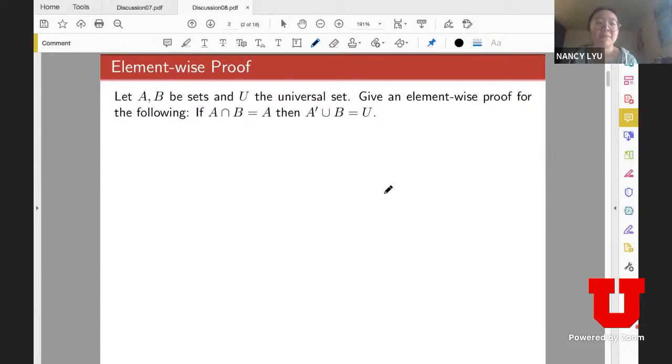Let A and B be sets and U the universal set. Give an element-wise proof for this implication: if A intersect B is A, then the complement of A union B is the universal set. So we have the implication here.